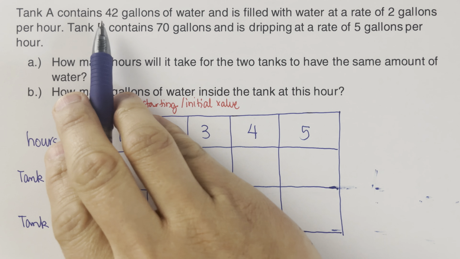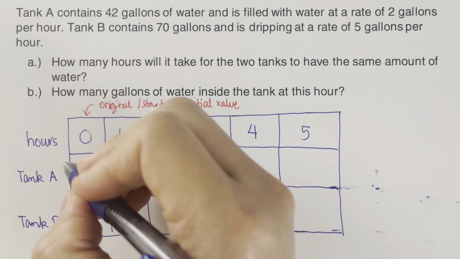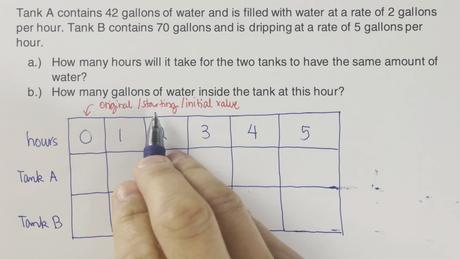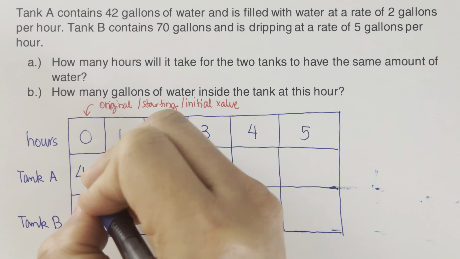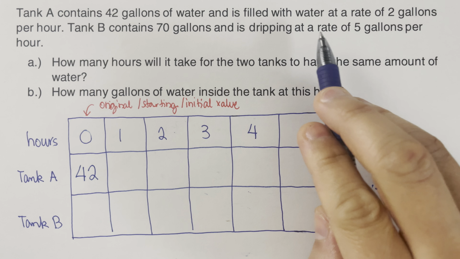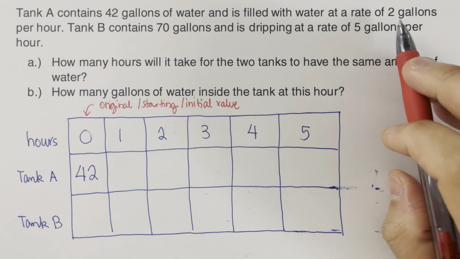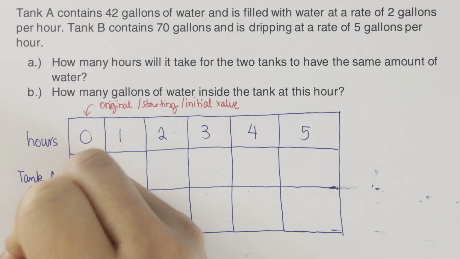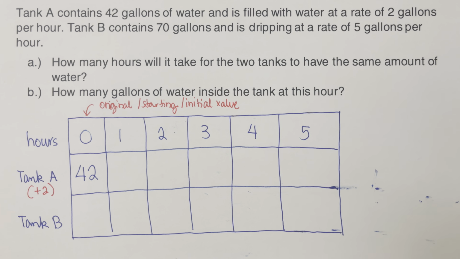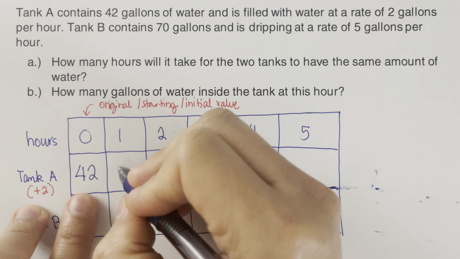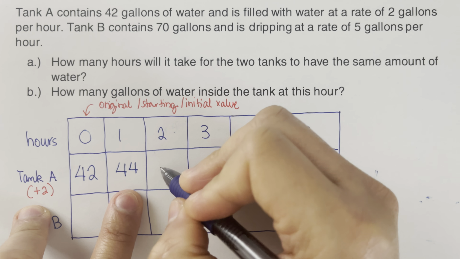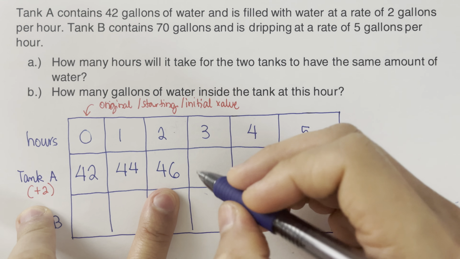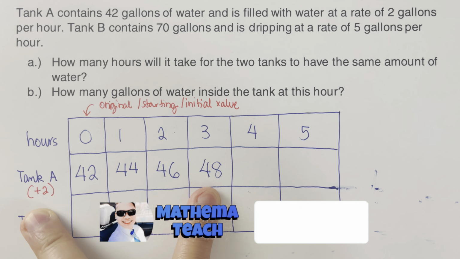It says that tank A contains 42 gallons of water. So that would be 42 as the initial, original, or starting value. So I'm going to write 42 right here. And then it says that this is filled with water at a rate of 2 gallons. So 2 gallons is added every hour. So we're going to have plus 2 for this. So then we go ahead and say that's 42 plus 2 would be 44. Plus, 44 plus 2 is 46. 46 plus 2 is 48. 48 plus 2 is 50. 50 plus 2 is 52.